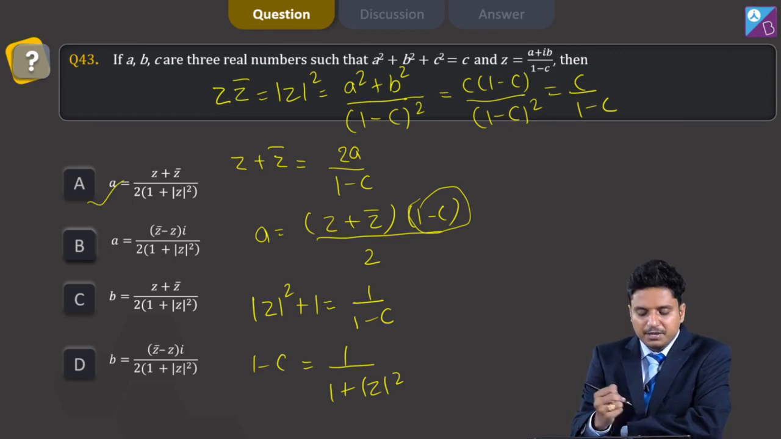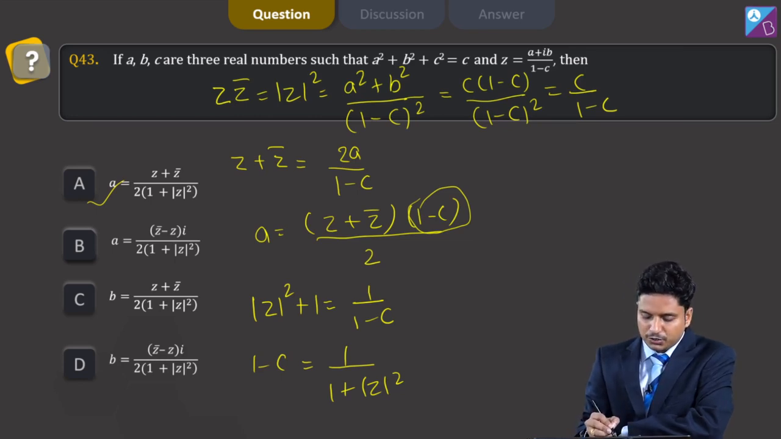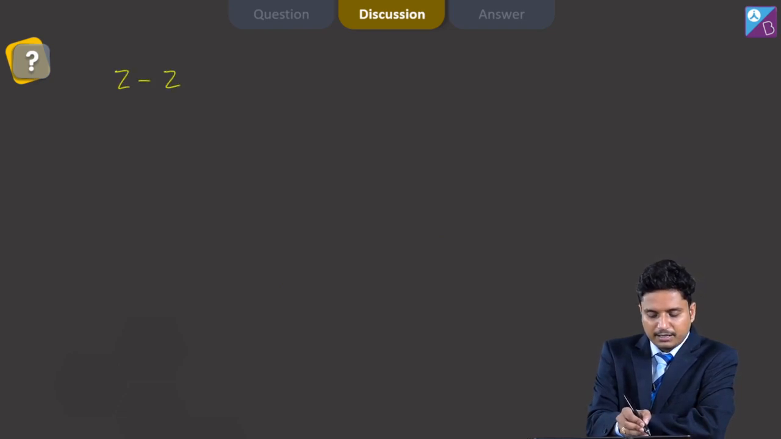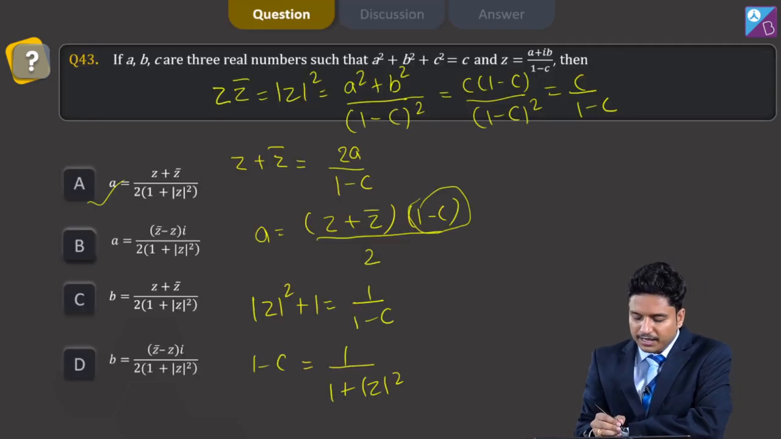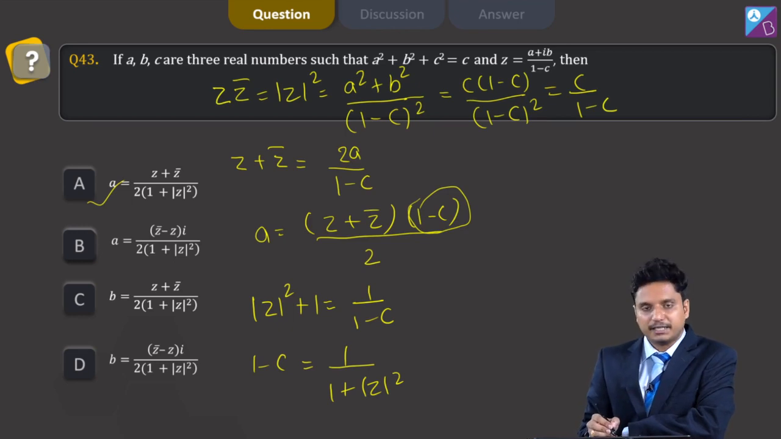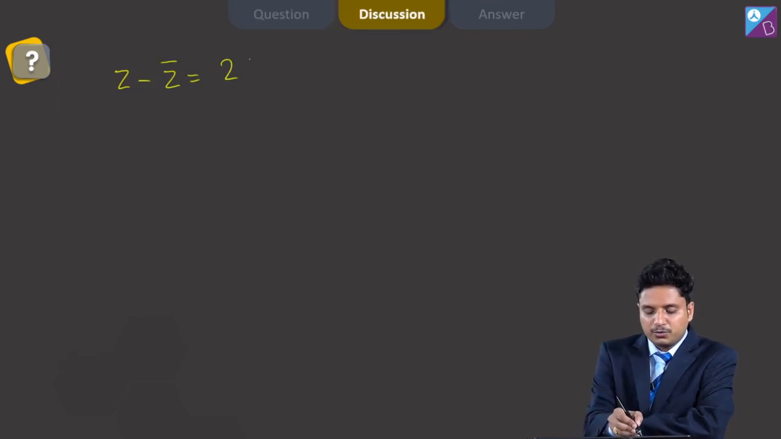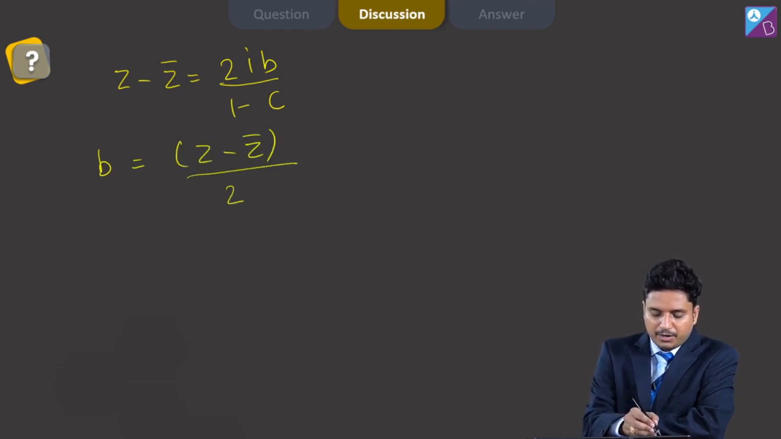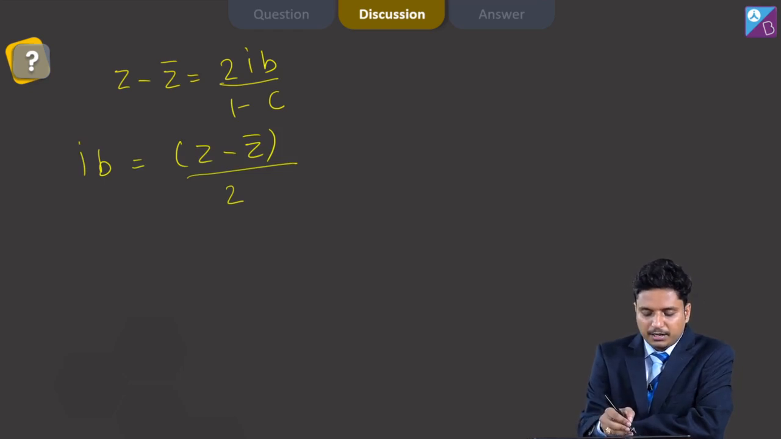Now B, what about B? This is again to be obtained from z bar − z or z − z bar. So if we take the difference of these two things, z − z bar, as z is a + ib and z bar is a − ib, this will be equal to 2ib/(1 − c). So now ib is equal to (z − z bar)/2 into (1 − c).